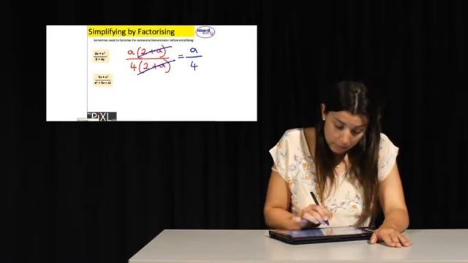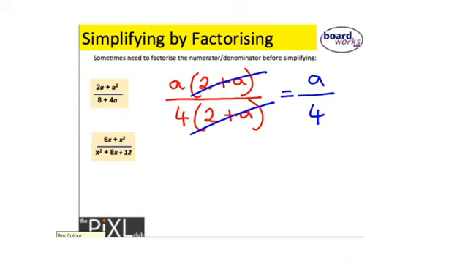Let's look at the next one together. On the numerator, we have 6x plus x squared. x in both terms, therefore that is our common factor. x outside, open brackets, 6 plus x, close brackets.